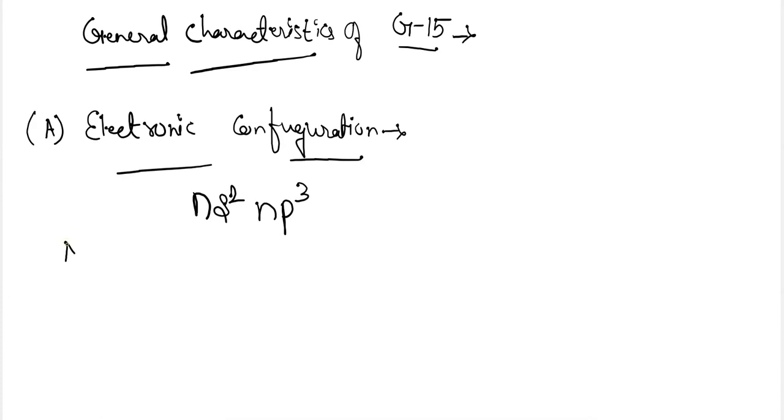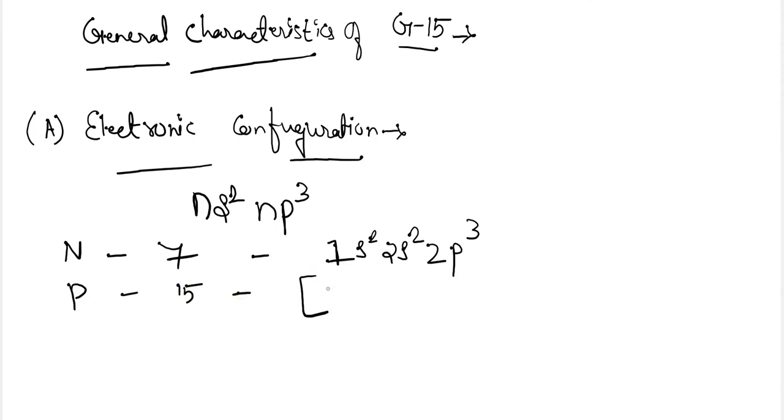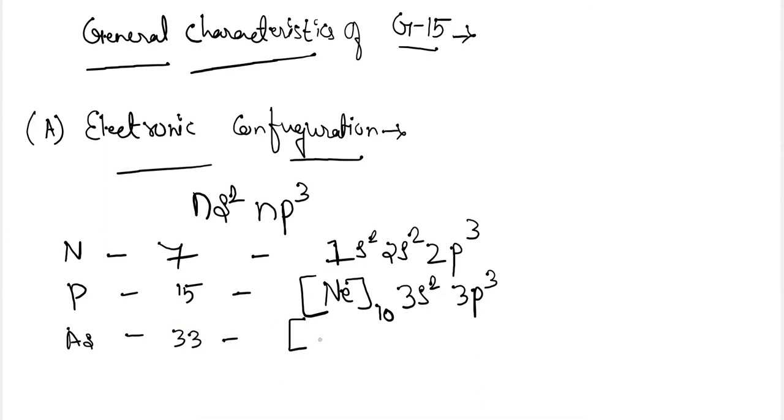For nitrogen, atomic number 7, the electronic configuration will become 1s2, 2s2, 2p3. For phosphorus, it will be neon, that is 10, 3s2, 3p3. For arsenic, 33, argon, that is 18, 3d10, 4s2, 4p3.